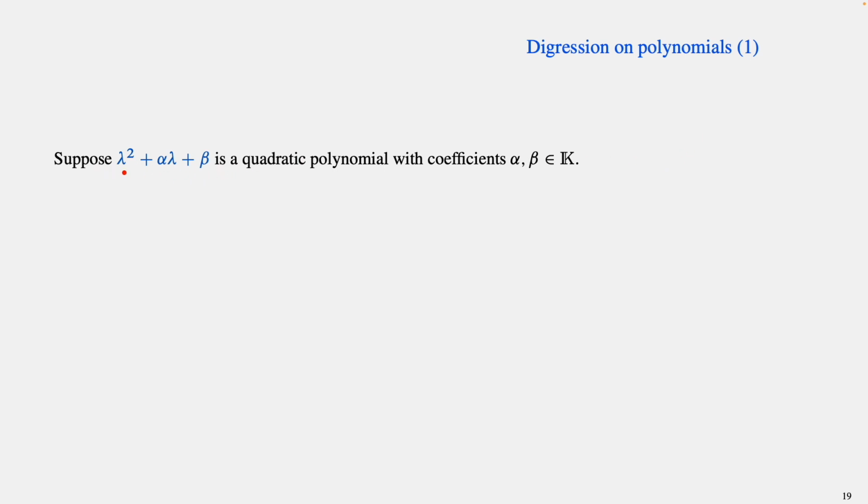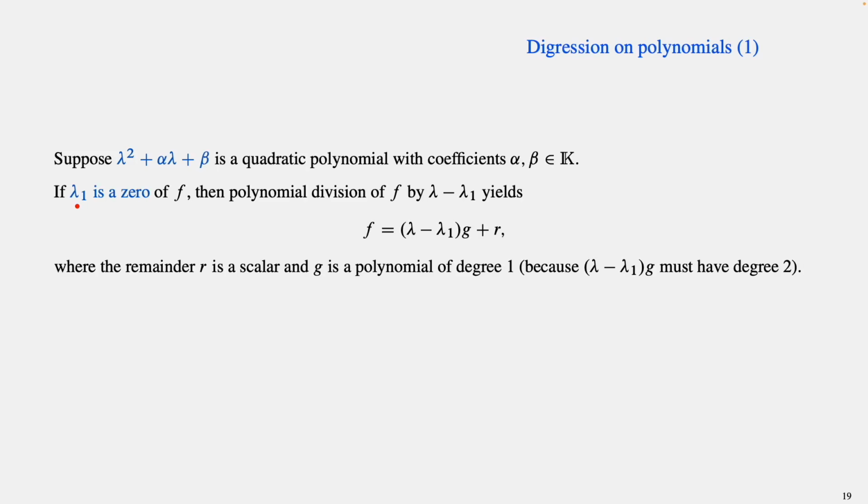So suppose lambda squared plus alpha lambda plus beta is a quadratic polynomial with coefficients alpha, beta in K, so either real or complex coefficients, where lambda is our variable and alpha and beta are taken to be some constant numbers. And if lambda 1 is a zero of this quadratic polynomial f, then the polynomial division of f by the linear polynomial lambda minus lambda 1 yields the following form of f equal to lambda minus lambda 1 times g plus r, where r is the remainder of the polynomial division.